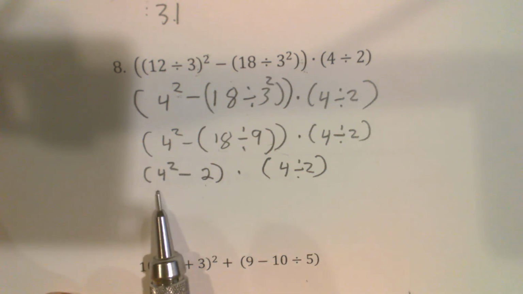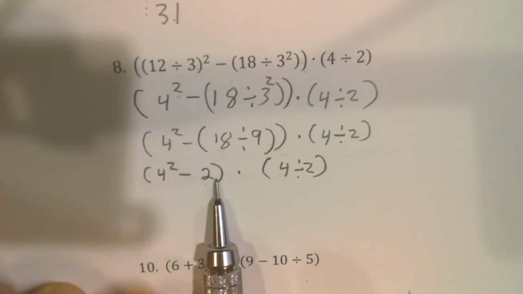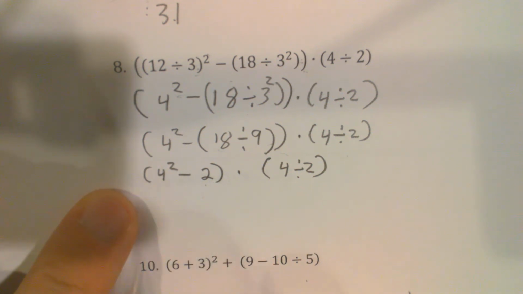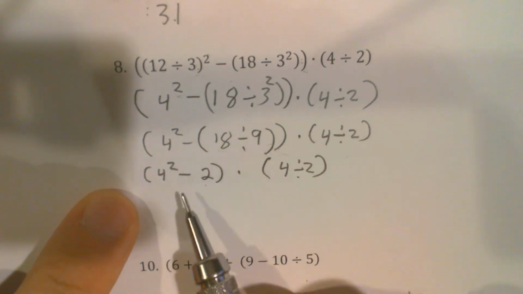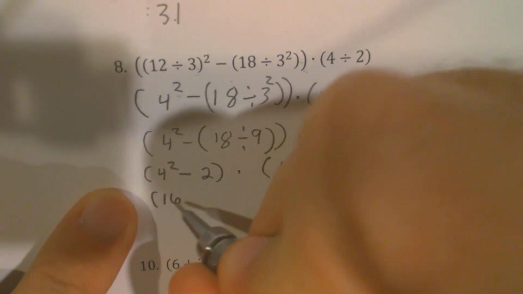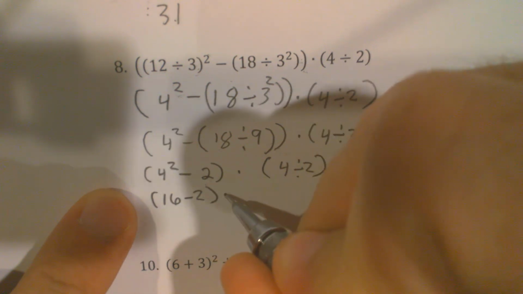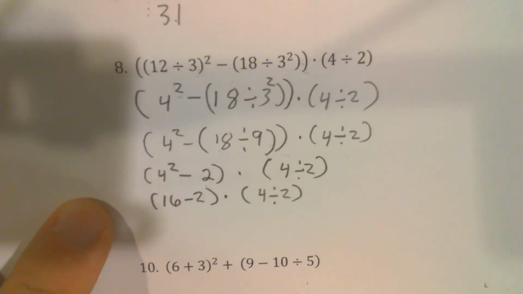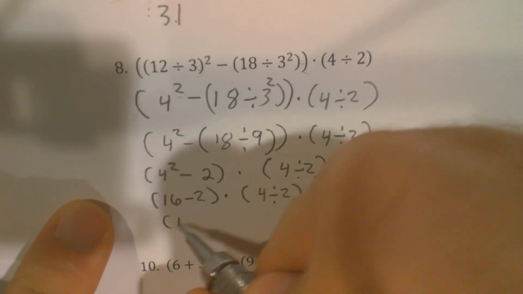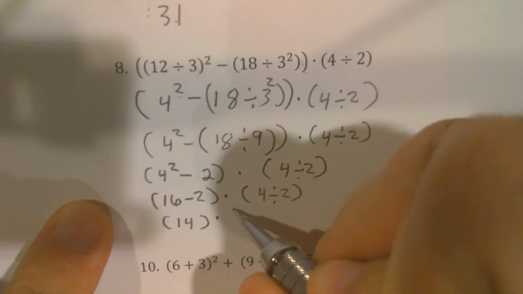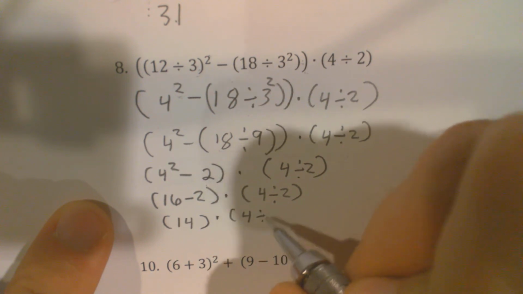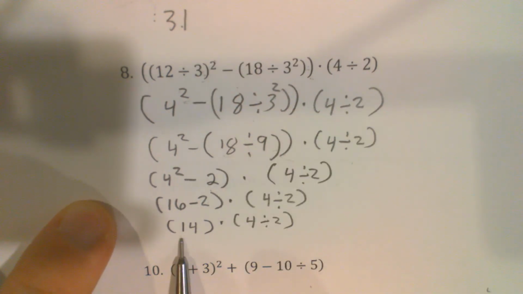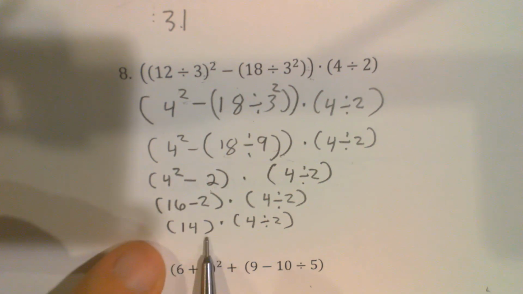Alright, so go from left to right. We'll do this parenthesis first. Inside this parenthesis, we have a 4 squared. We're going to do that before subtracting. Now we can subtract. 16 minus 2 is 14. We're down to a single number, so we could drop the parentheses if you want to.